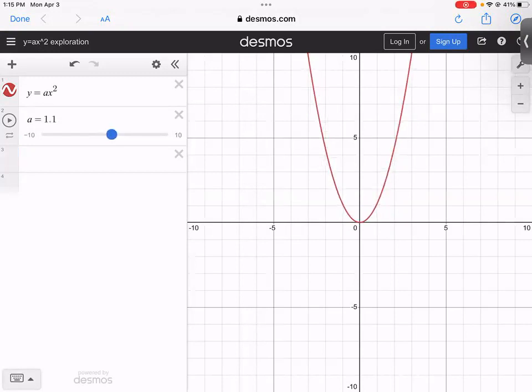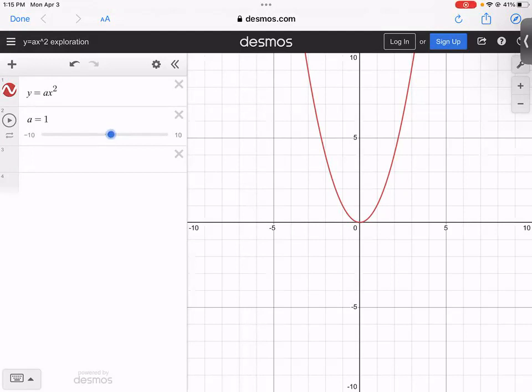Here is the normal, y equals x squared. This is what we just graphed. What can you tell me about when we change A? How do I get that to be really skinny? What kind of number would I need for A? A number bigger than 1.